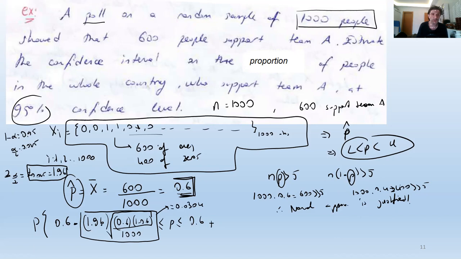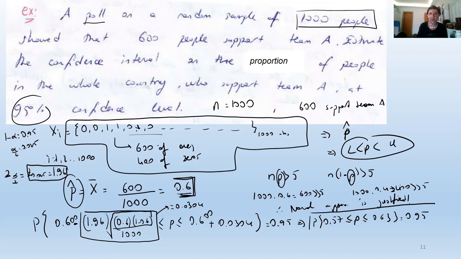Maybe I'm losing a little bit of too many significant digits. So I'm going to be adding here two significant figures. 0.0304 is going to be equal to 0.95. And this means the probability that p is going to be between these two values is equal to 0.95.